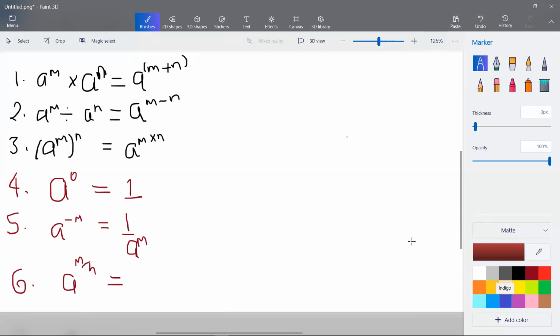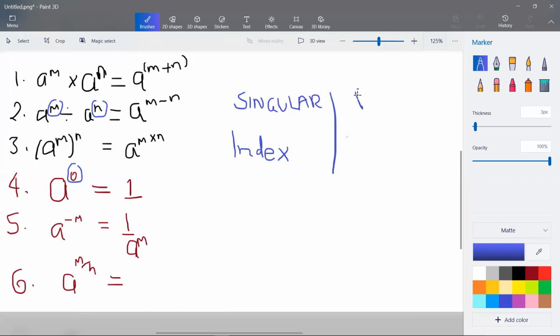Before I forget, you guys need to note that these powers are what we call indices. These are the indices. If it's single, it is singular, we call it an index. If there are many, plural, we call them indices. So those powers are our indices.